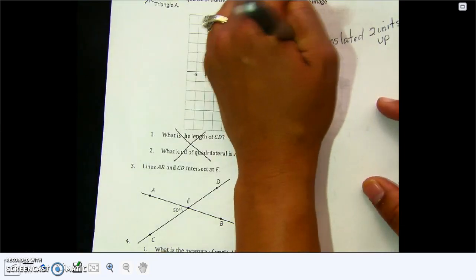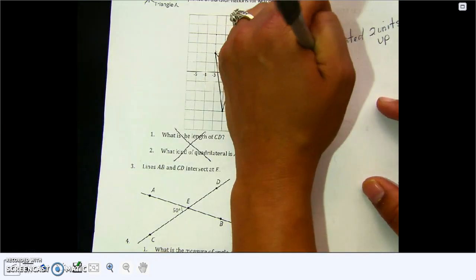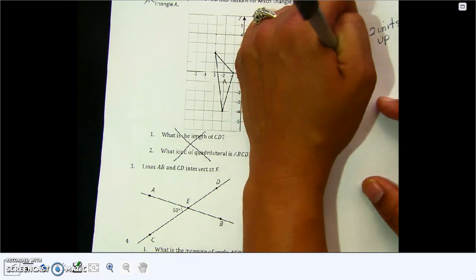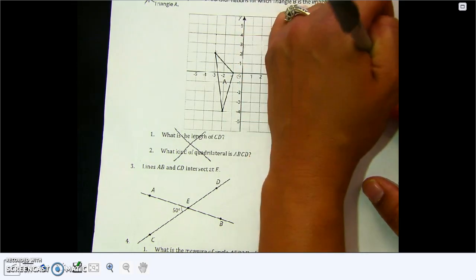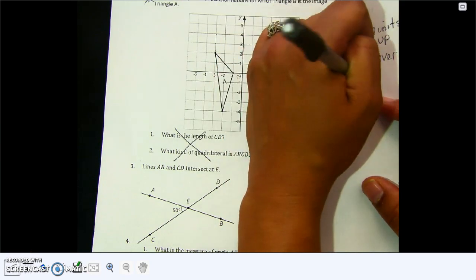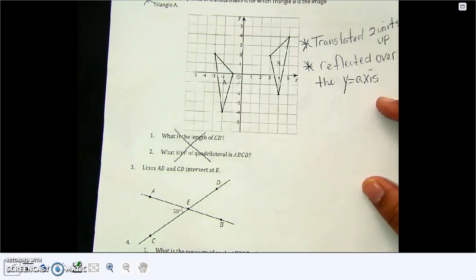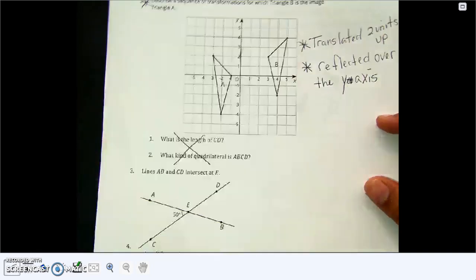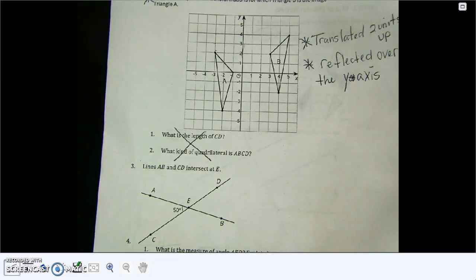So here it also reflected over the y-axis. Okay? So that's another way to explain it, is making sure you can show what transformations occurred.